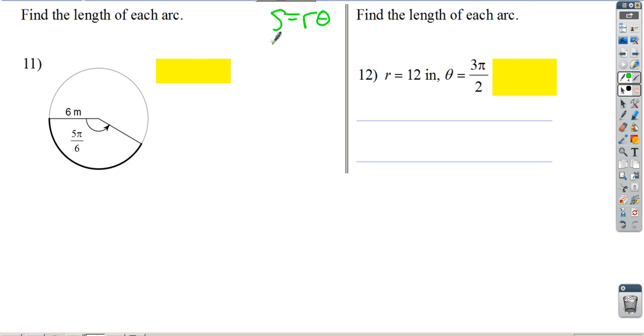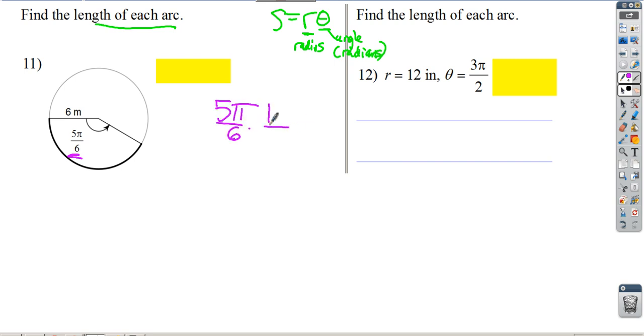Okay, so S means the arc length, which is what we're trying to find. R is the radius. And then this right here is the angle, and it has to be the angle measured in radians, not degrees. Okay, so here is how we can think about this. Let's change this angle into degrees, just so we have a more intuitive sense.